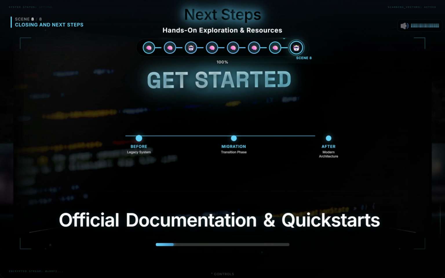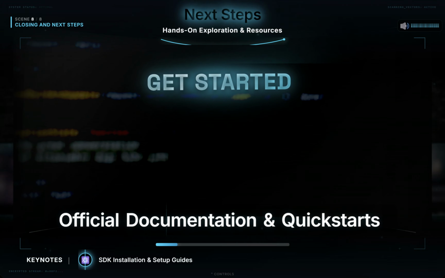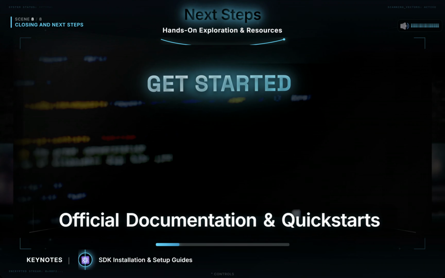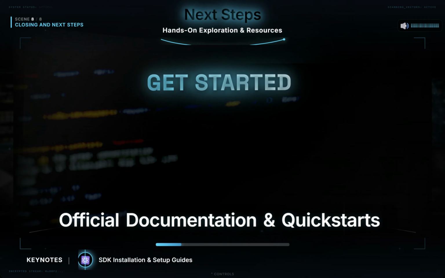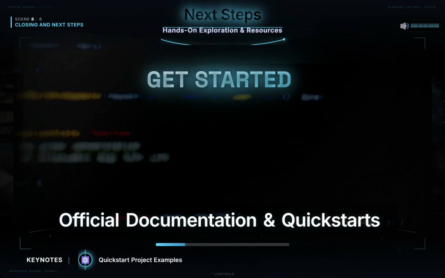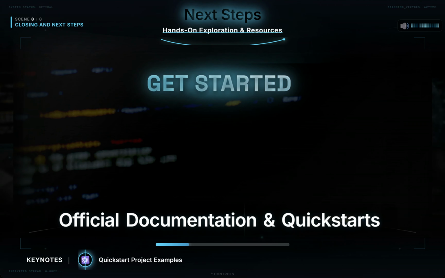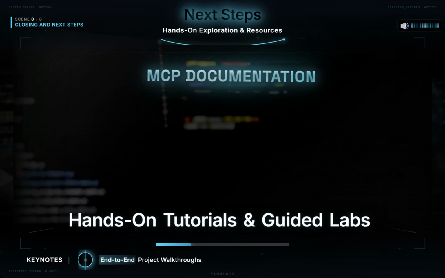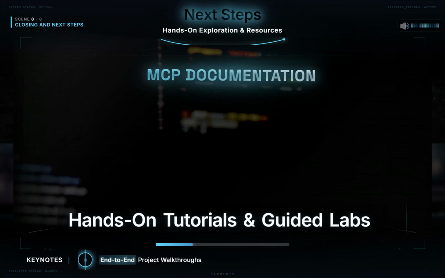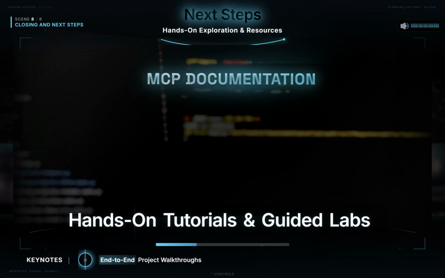First, immerse yourself in the official documentation. Think of it as your comprehensive technical spec sheet. Here, you'll find everything from detailed API references and SDK guides to quick start examples that get your first project up and running in minutes. Remember, MCP is the advanced IDE for your data and models, streamlining complex AI pipelines, so these docs are your blueprint to navigating that powerful environment.